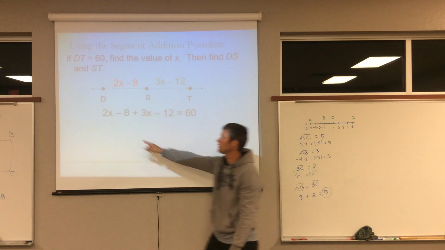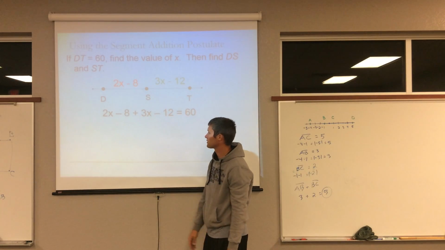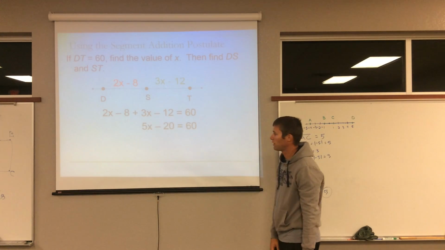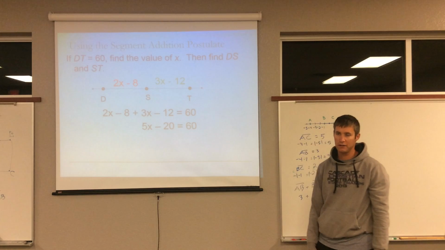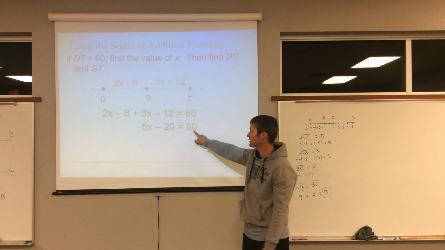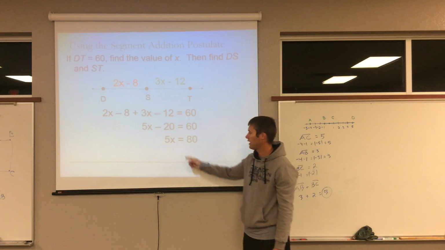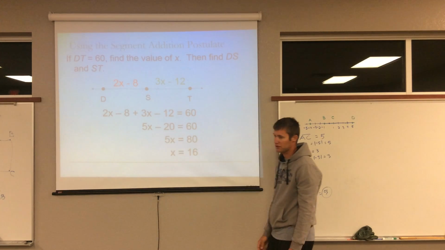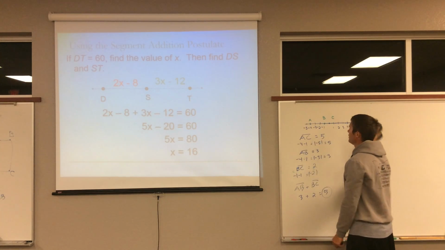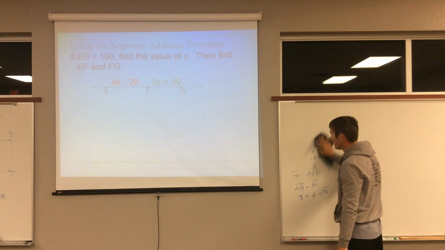Now we combine like terms. 2x plus 3x is 5x. -8 plus -12 is -20. Add 20 here, which cancels out. 60 plus 20 is 80. Divide by 5, which is 16. So that's how we use this property here to solve for x.